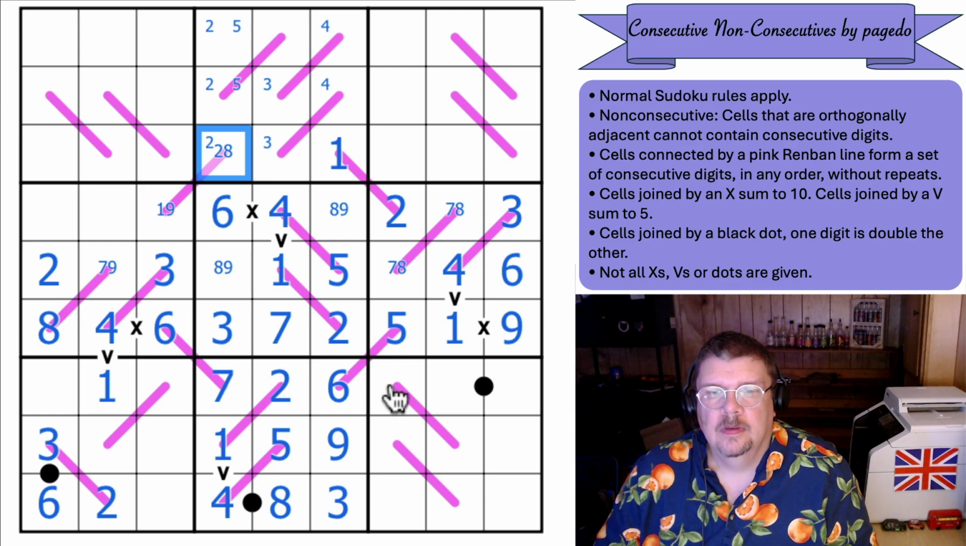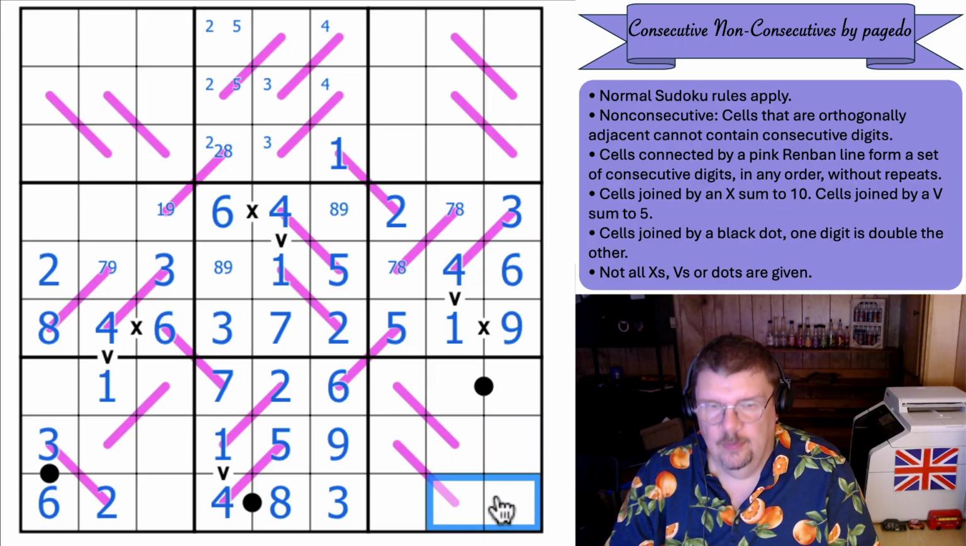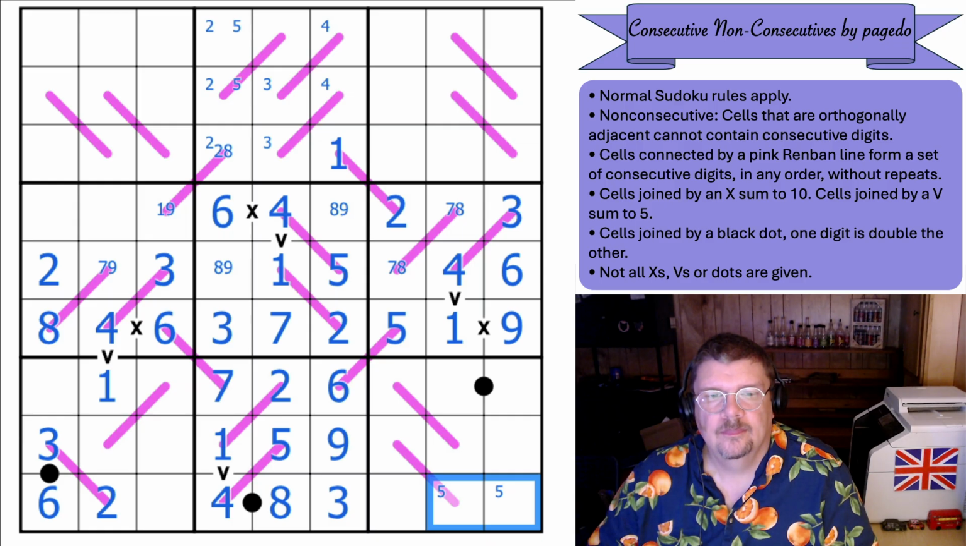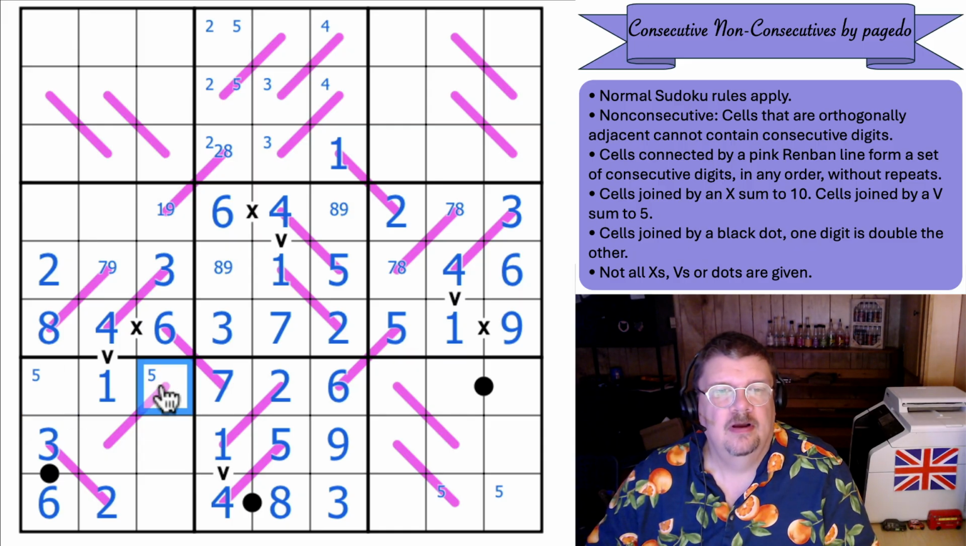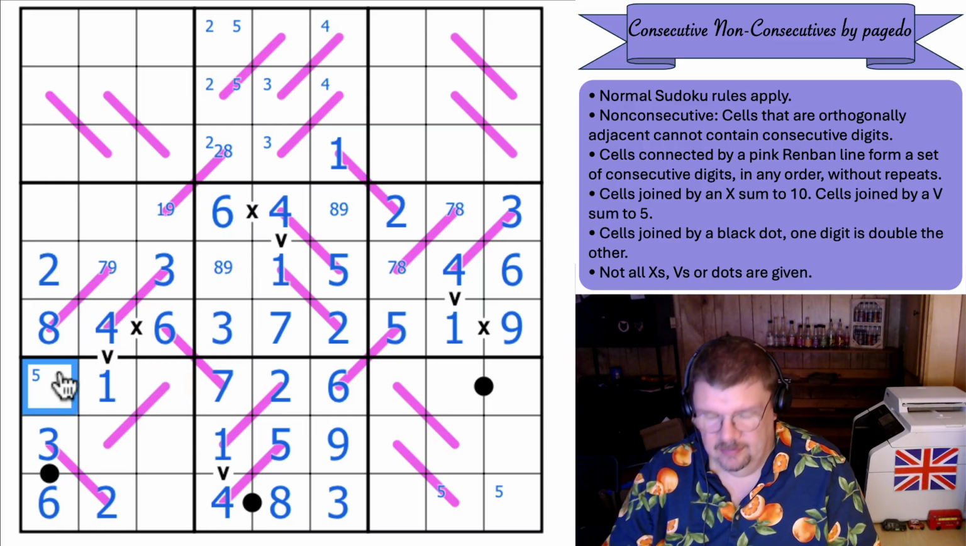5 can't go here and it can't go on the black dot. 5 can't go in any of those 3. So 5 is in one of these 2 in this box. If that were a 5, that would be 6 or 4, which it can be neither of, because that's 6 in the box and the 4 in the column. So that's not 5. This is 5.